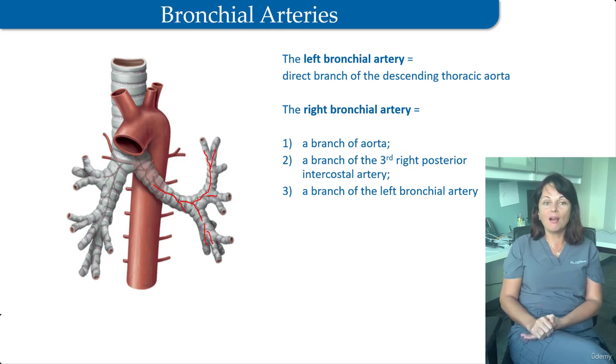The left bronchial arteries, superior and inferior, usually arise directly from the thoracic aorta. The origin of the right bronchial artery may have variations. Sometimes this artery is a branch of the descending thoracic aorta, but it also may be a branch of the third posterior intercostal artery, or may just branch off from the left bronchial artery.